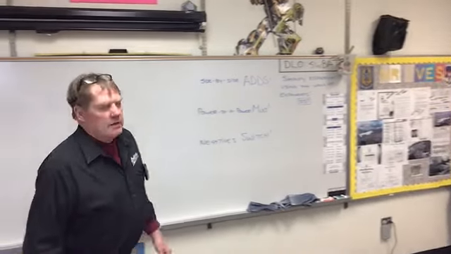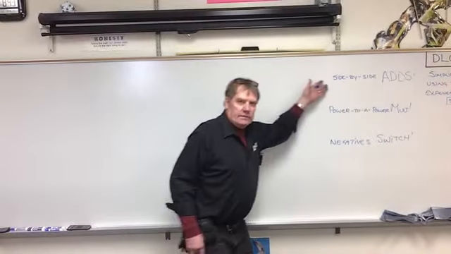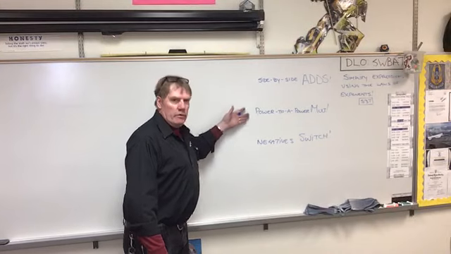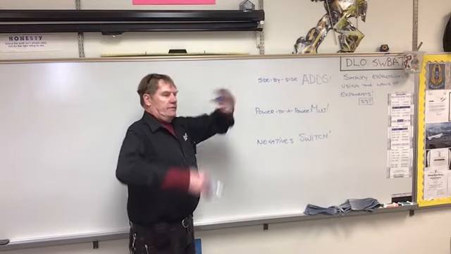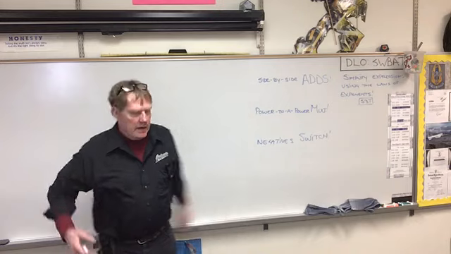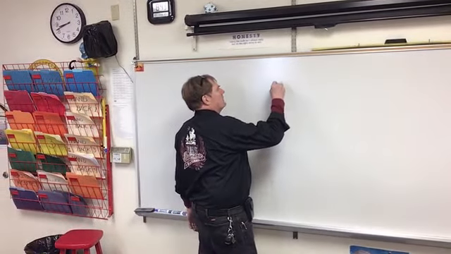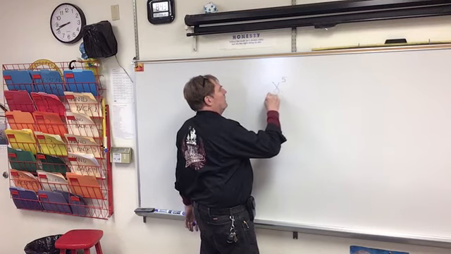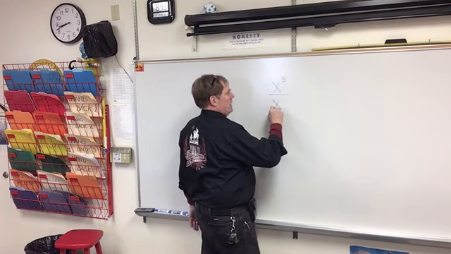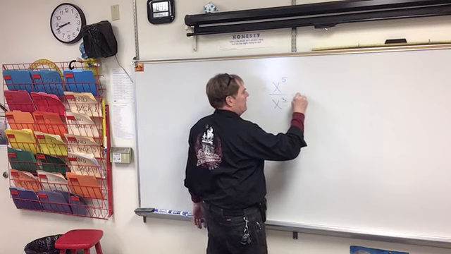Okay, so we have done side-by-side adds. We've done power to a power multiplies. We've done negatives, switch. Okay, now for this one today, what happens if you have something like this? X to the 5 divided by x to the 3, something like that.